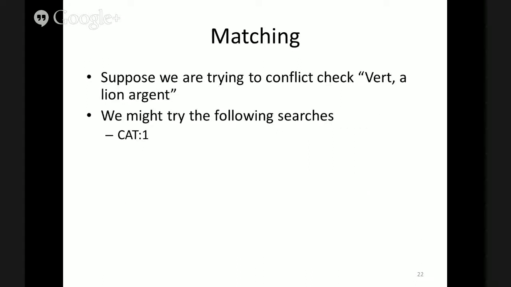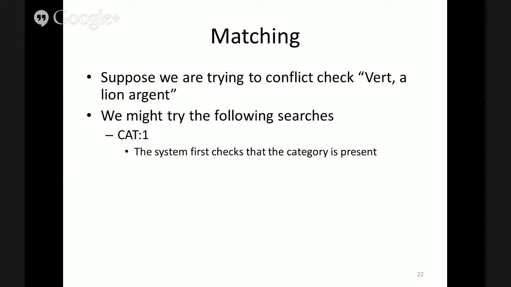Now suppose we're trying to conflict check vert, a lion argent. Okay? So we might try a search: cat 1. We're trying really simple. All we're saying is we have 1 cat in it. We're not going to say anything more about the cat. What will that mean? How will it process that?